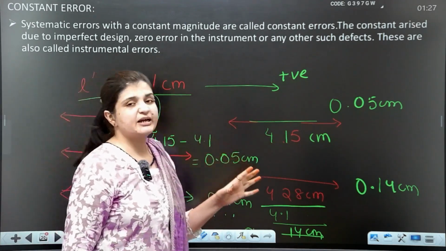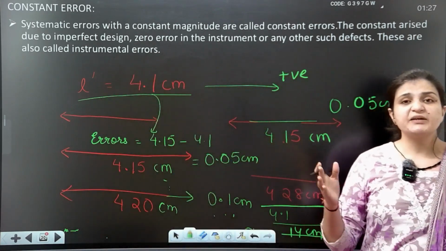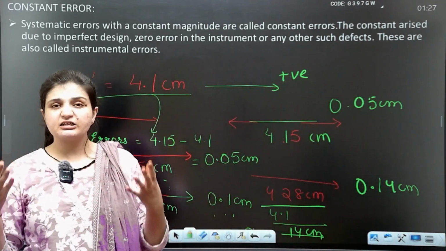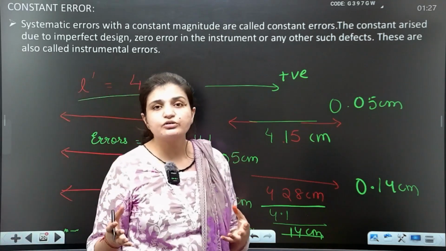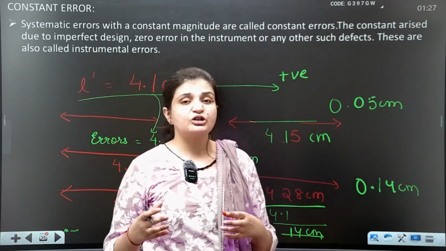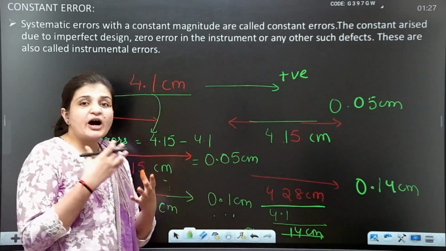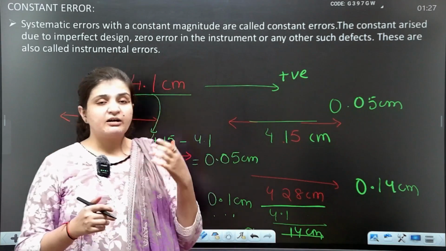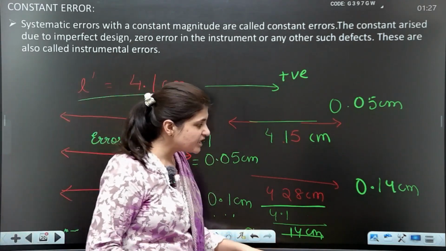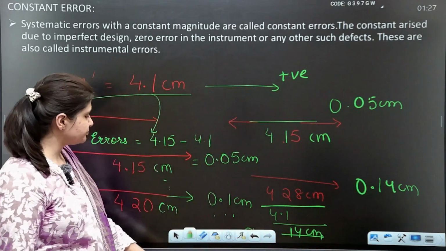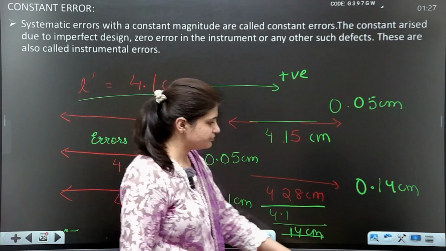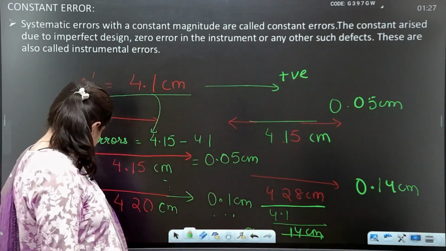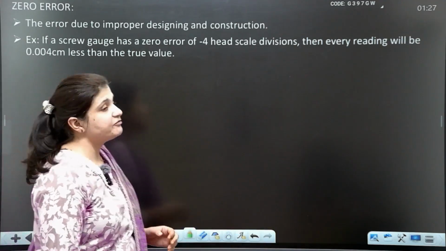In systematic errors, the reason behind the errors that are coming is defined. We already know those types of errors. We will study in detail why these errors are coming. There are several types of reasons why this error comes. So first we have the zero error.